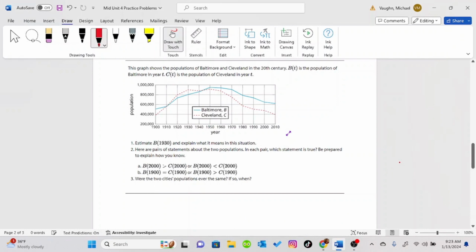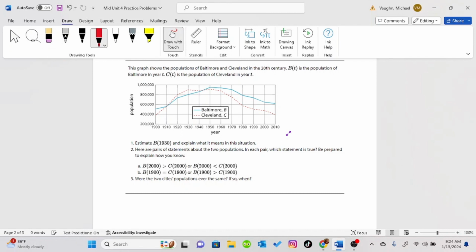This graph shows the populations of Baltimore and Cleveland in the 20th century. B of t is the population of Baltimore in year t, and that would be the solid line. C of t is the population of Cleveland in year t, and Cleveland would be the dashed line. Number 1. Estimate B of 1930 and explain what it means in this situation.